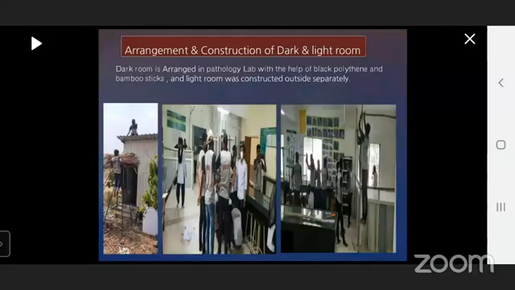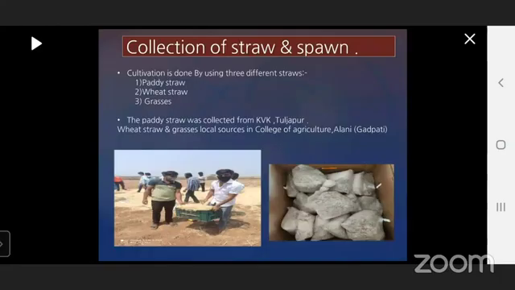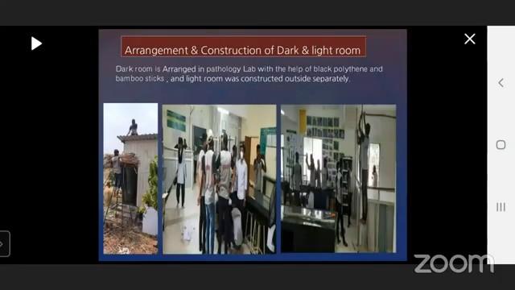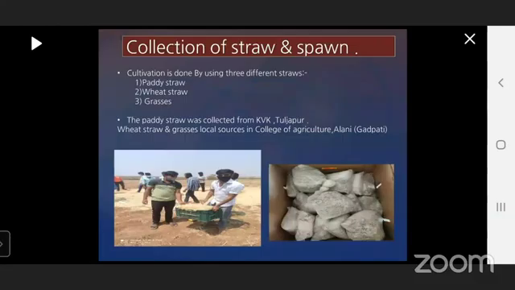Then arrangement of labs or arrangement of the shade. If we are using shades, then we have to maintain the humidity and temperature. For that, we are mulching the shade roofs. In the first image we are seeing that the students are using kadbi, or sorghum or maize straw, for covering the roof to cool down the temperature. So it's cleaning and arrangement of shades also. In the third image, we are seeing that bamboo sticks are used to build the infrastructure of the mushroom dark room as well as the light room.